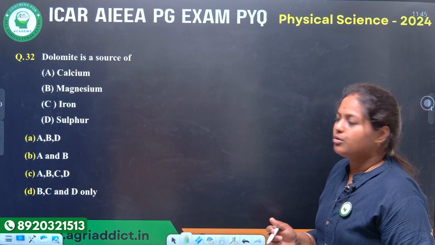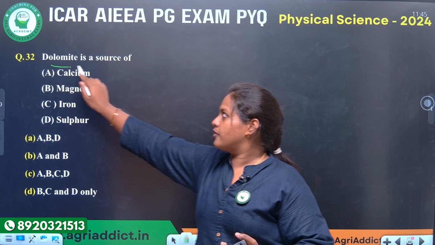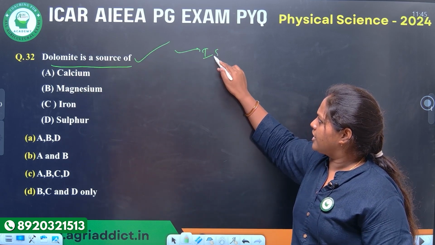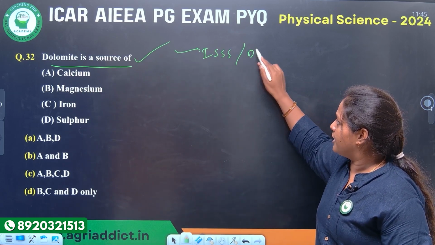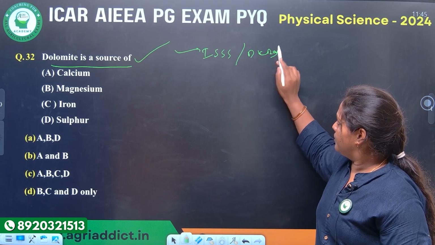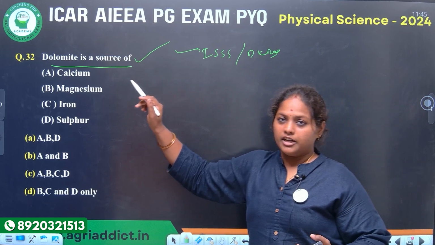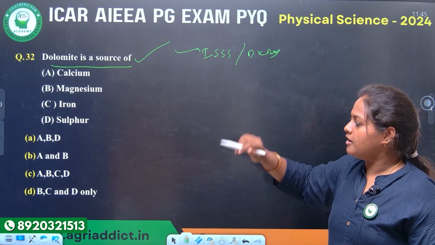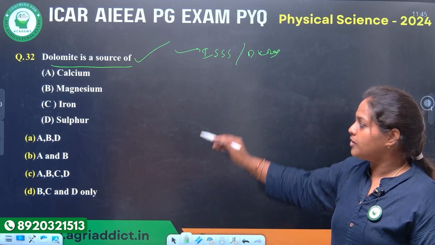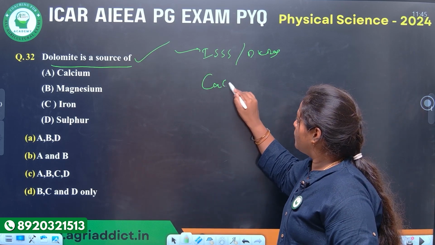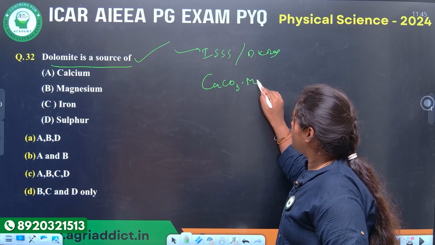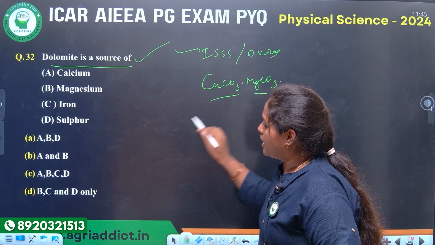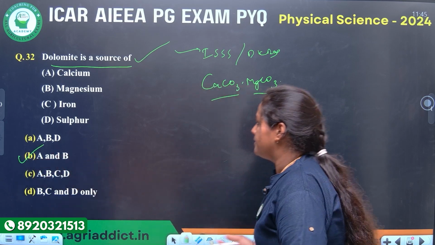Question number 32. Dolomite is a source of... This is again a direct bit from ISSS or DK Das, anything that you read. You can find it in the fertilizers part. Dolomite is a source of calcium and magnesium. What is the formula of dolomite? CaCO3.MgCO3, a carbonate fertilizer. So the answer is option B.